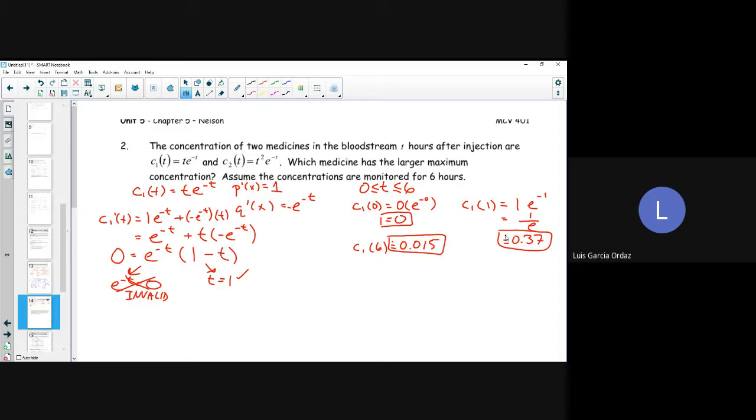Where does my max happen at? At what T value? Yeah. So my max happens at 1 and approximately 0.37.